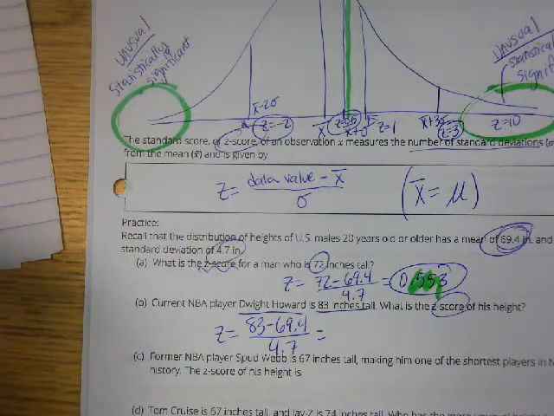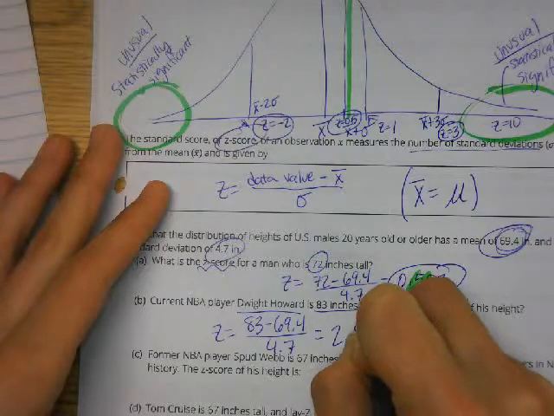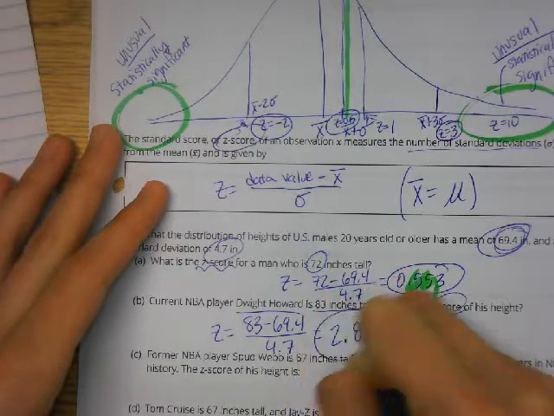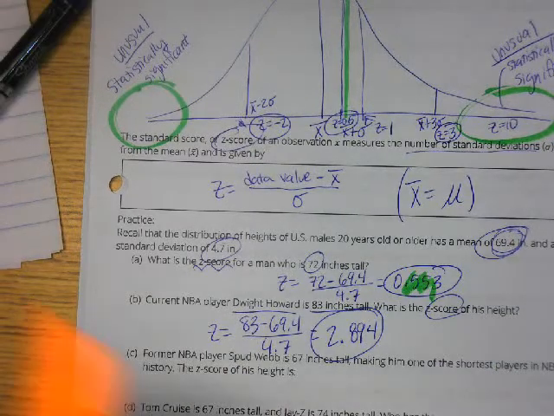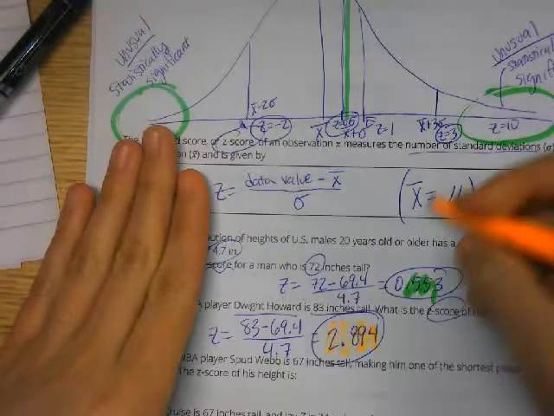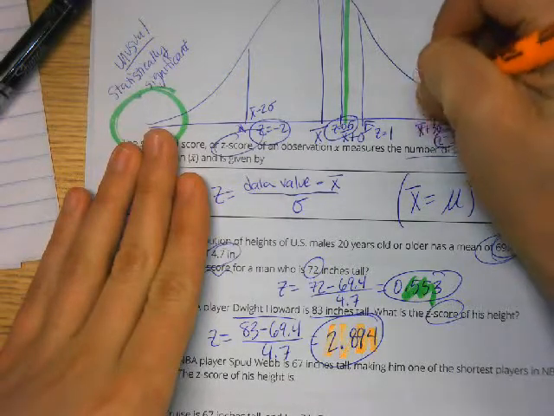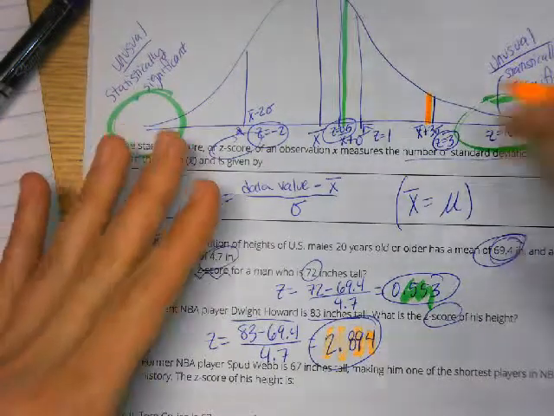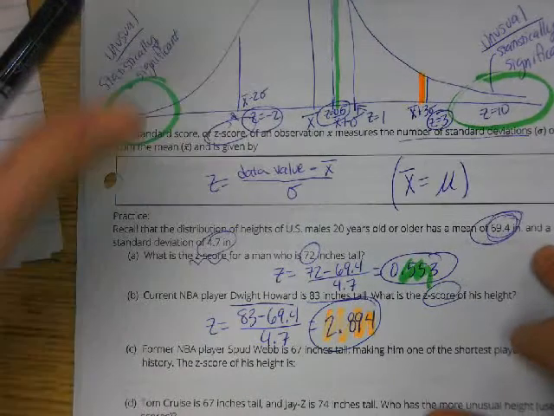So if I do that in my calculator, he has a z-score of 2.894. So Dwight Howard, I'll color him in orange, is about almost 3 standard deviations away. So he's farther away from the mean. Cool. Just like I thought.